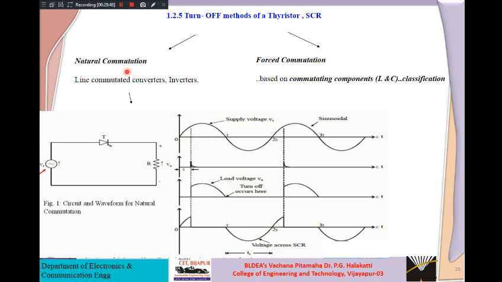Now our main objective here is to discuss how naturally your SCR is turning off. The SCR is now on.